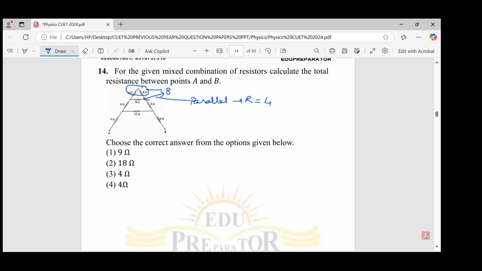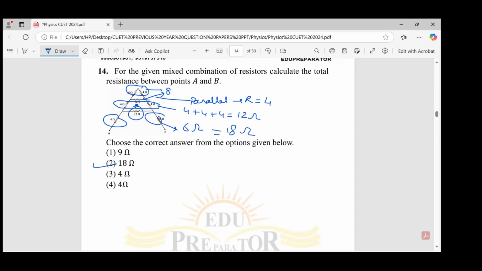Now this 4, here 4, and these will make resistance 4 plus 4 plus 4, which will be equal to 12 ohm. But again, this 12 and this 12 are in parallel. And I've just told you in parallel, the resistance is reduced to half. So that is 6 ohm. So this 6 and this 6 will give 18 ohm resistance, right?